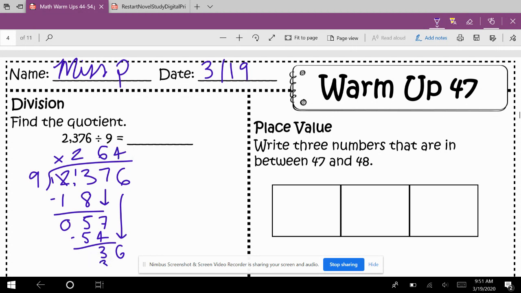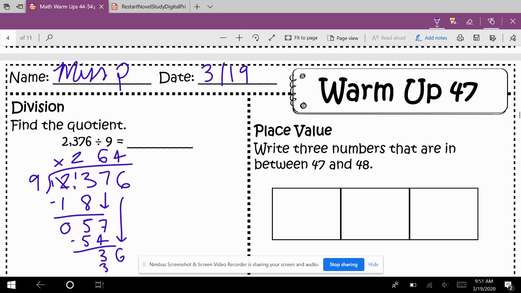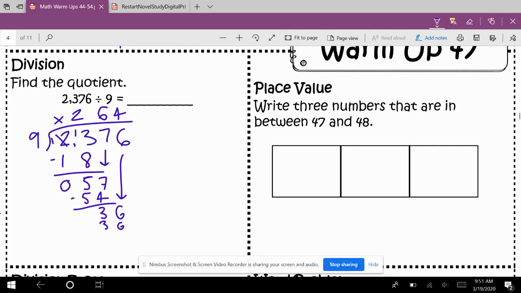9 times 4 is exactly 36. Let me scroll up on that. Sorry guys, still learning here. So when we subtract, we get no remainder, so our final answer is 264.